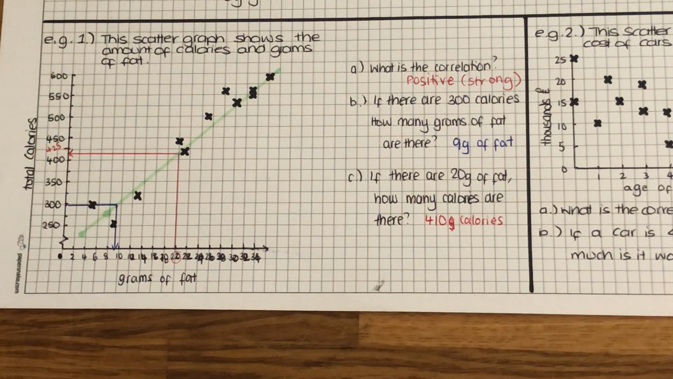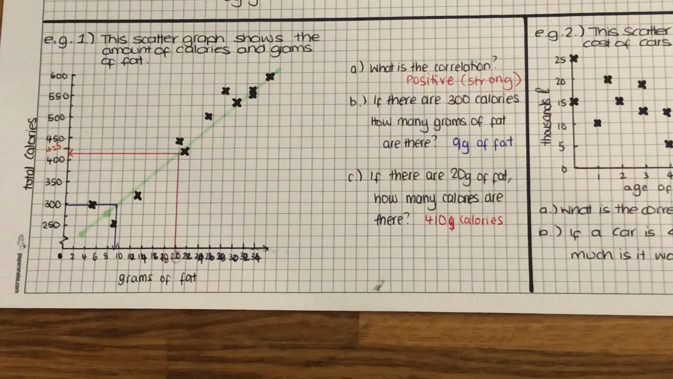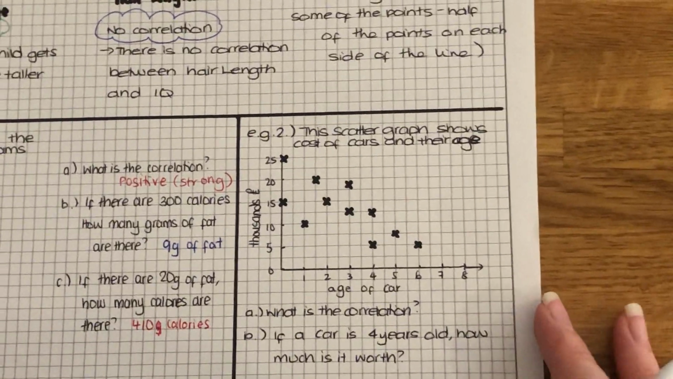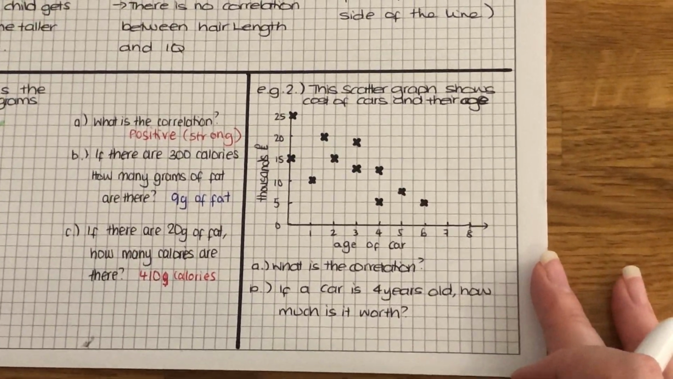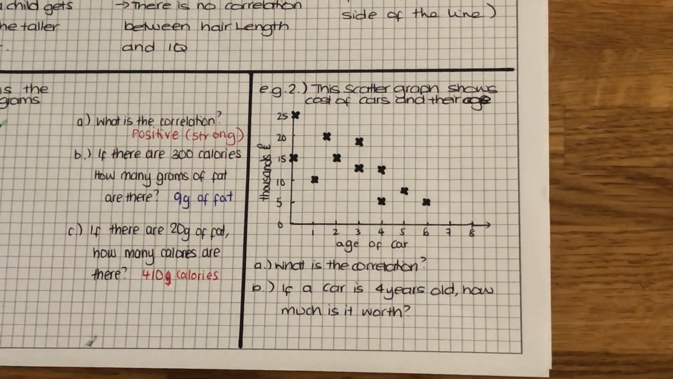Okay, they will give you a range of answers. They could say, oh, it needs to be between 400 and 425, for example. But that is the method. The method is more what I'm going to be focusing on. I'm just going to move to example 2. Again, they've drawn it for you, which is quite nice. This shows the cost of cars and their age.